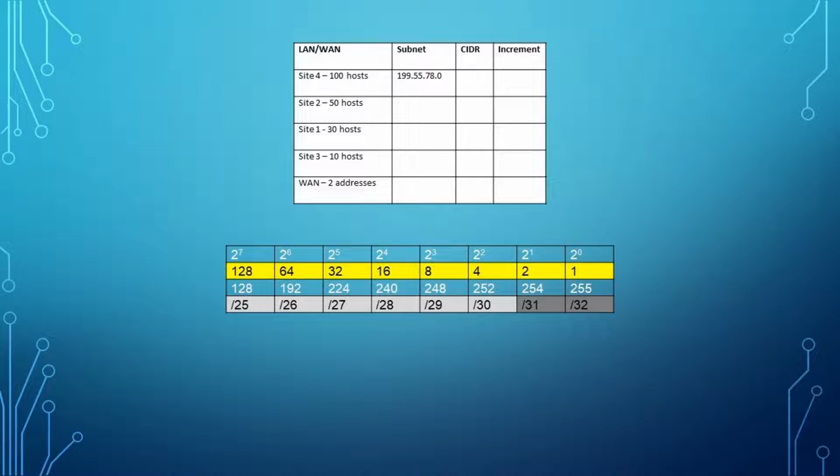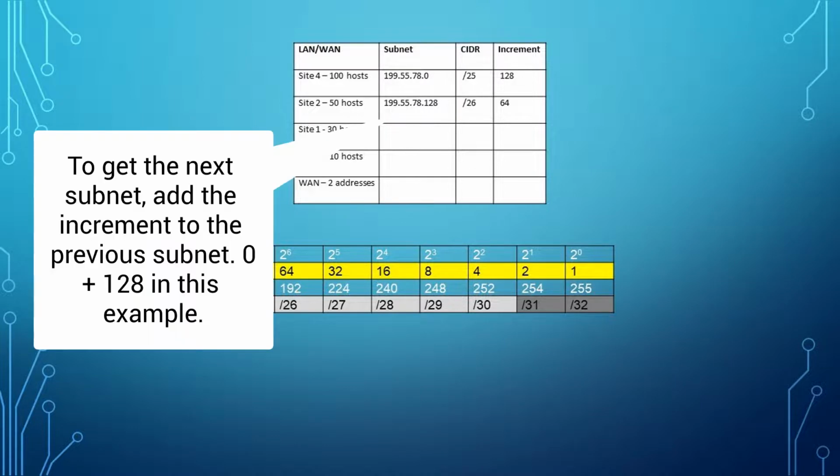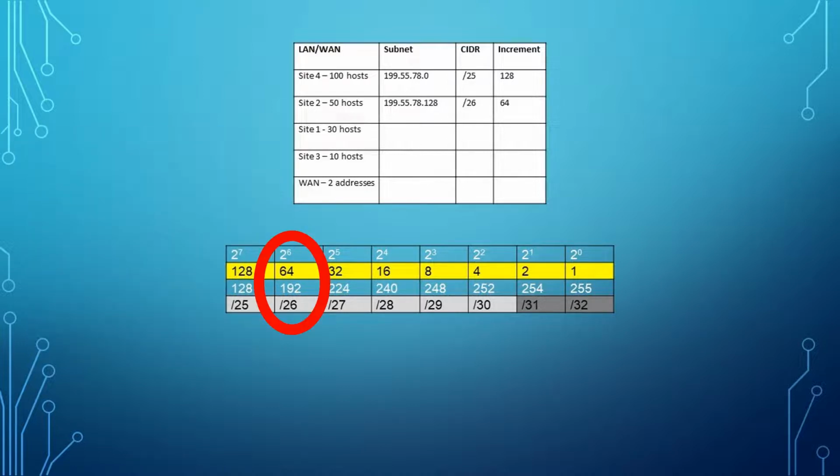Next, we're going to match the number of hosts we need with that highlighted row. I'm going to start by looking at my 100 hosts. I'm going to go down and look at my table, and then I'm just going to circle the one highlighted in yellow that's going to give me 100 hosts, and that's going to be 128. From the table, I'm then going to fill in the CIDR number, which is /25, and then the increment, which is 128.